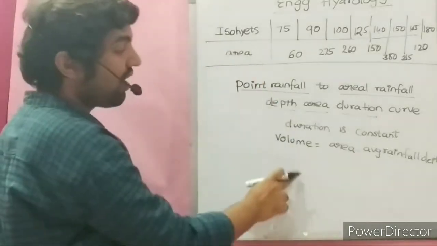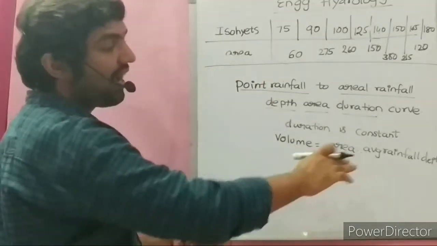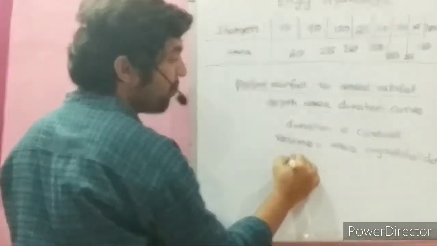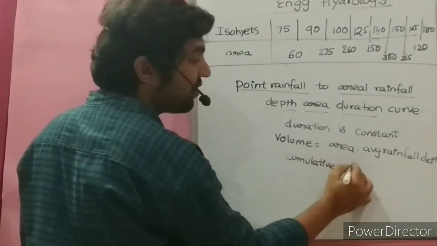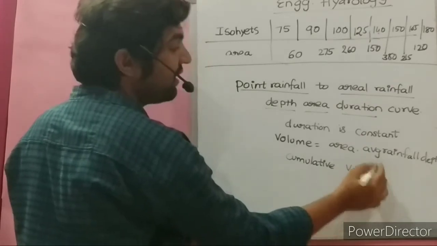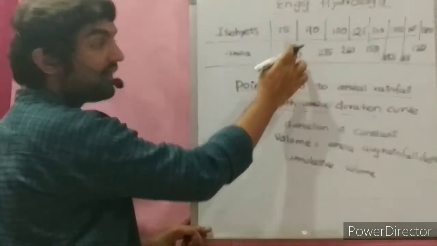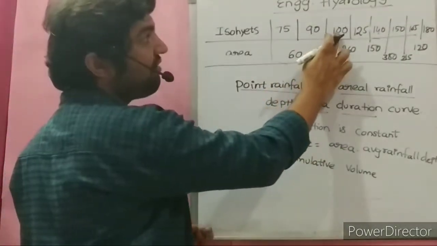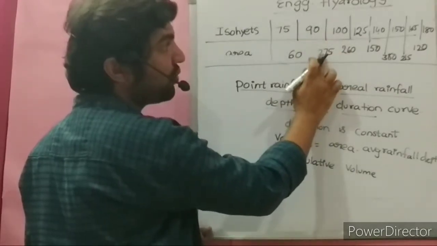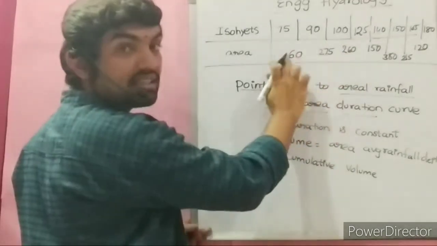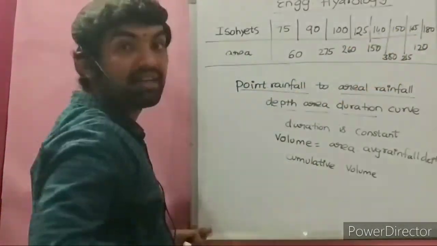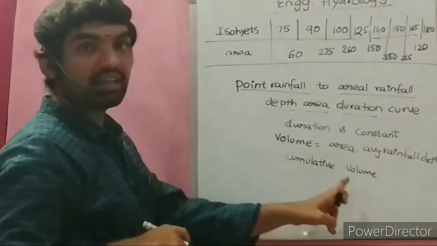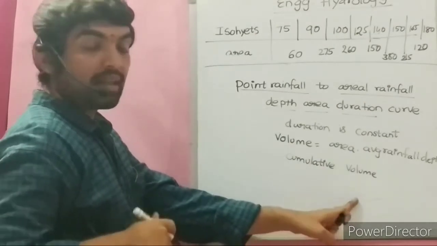That gives the volume. Like that, calculate the cumulative volume. What is cumulative volume? First volume is (75 plus 90) by 2 into 60. Second volume is (90 plus 100) by 2 into 275. Adding these two values gives the cumulative volume. Like that, add for the entire catchment, and thereby you will get the cumulative volume.